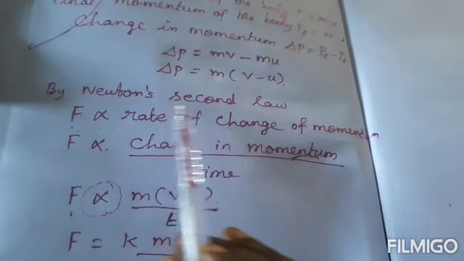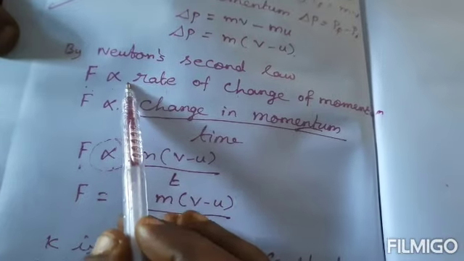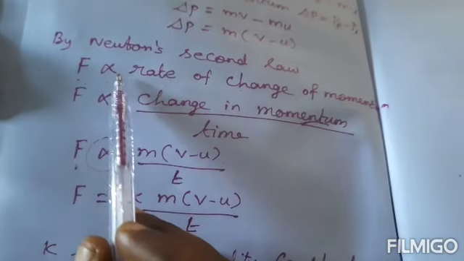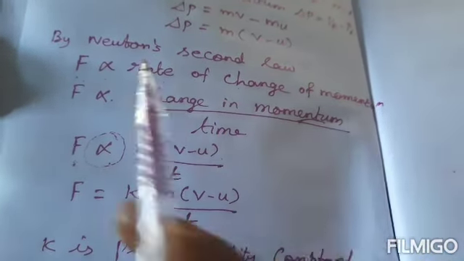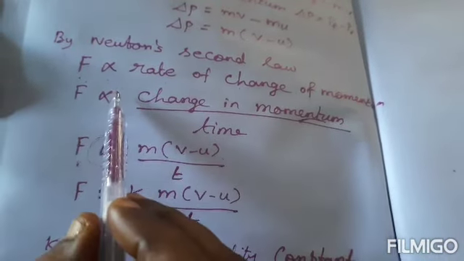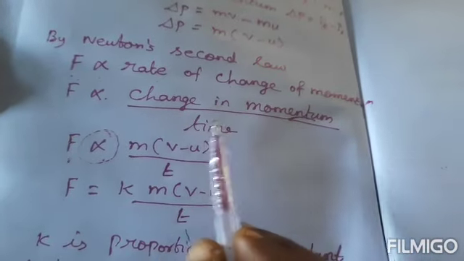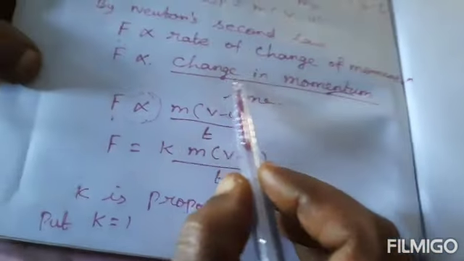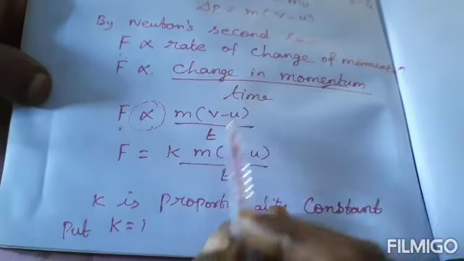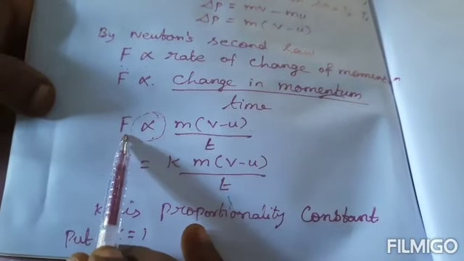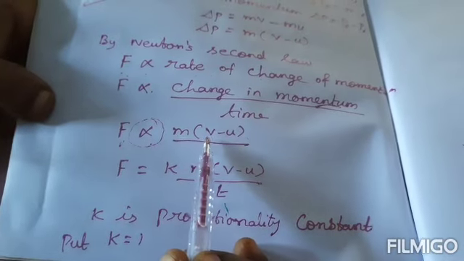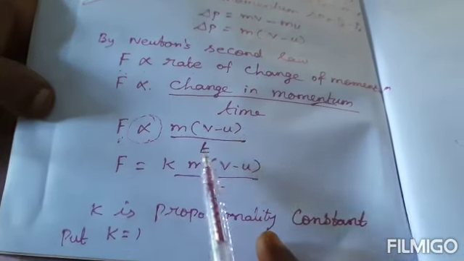Then by Newton's second law, force is directly proportional to rate of change of momentum. That you know. So we have to write force is directly proportional to rate of change of momentum. Then rate of change of momentum formula: change in momentum divided by time. So force is directly proportional to change in momentum divided by time. Then again you have to write the formula for change in momentum. What is the change in momentum? m into (v minus u), time t. So we have to write F is directly proportional to m into (v minus u) divided by t. Don't forget, first you have to write v, okay, v minus u divided by t.